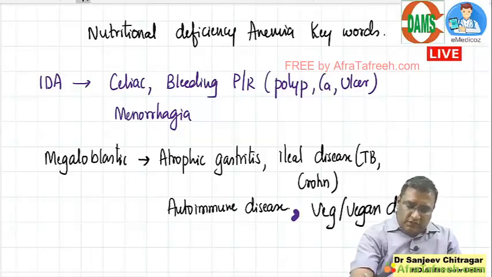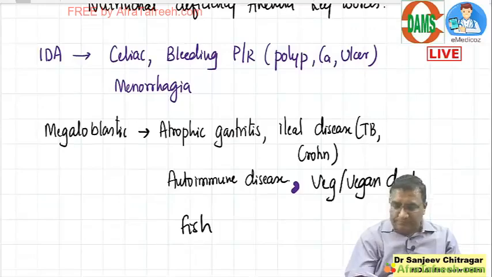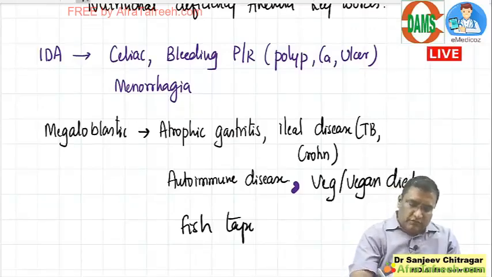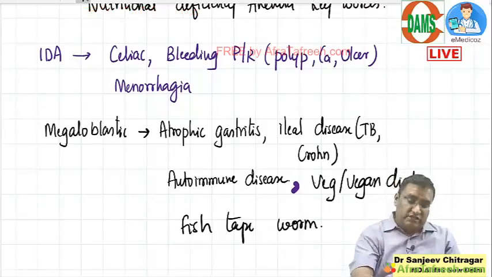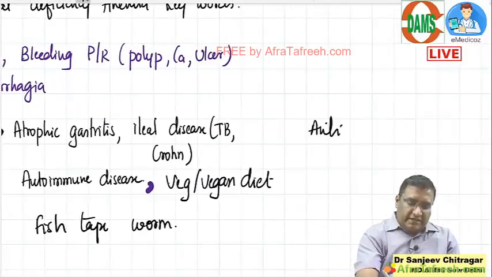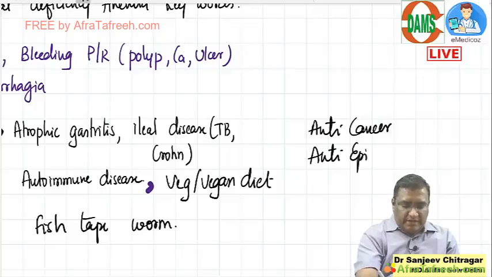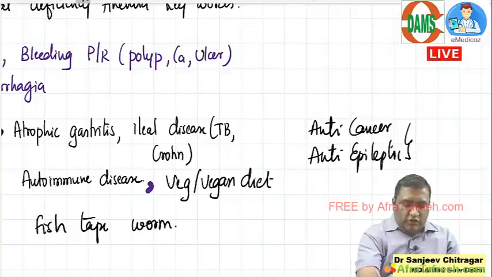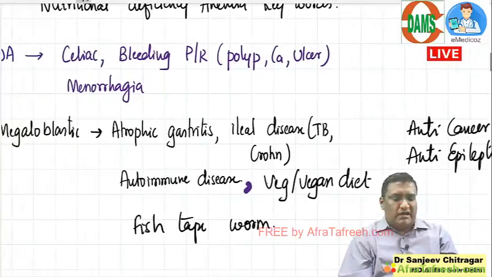And apart from this, one more: fish tapeworm infestation. So that can also be a cause of megaloblastic anemia. These are all for B12 deficiency. Other than this, one more very important: anti-cancer therapy, and also anti-epileptic drugs. Anti-epileptic drugs can cause folic acid deficiency. Okay. So these are the different ways.